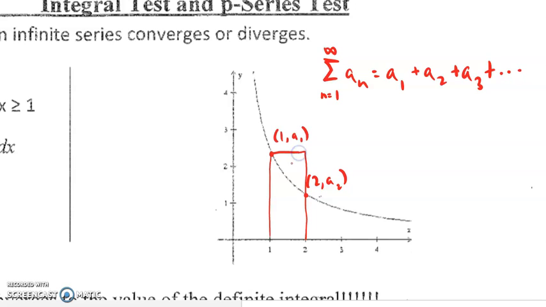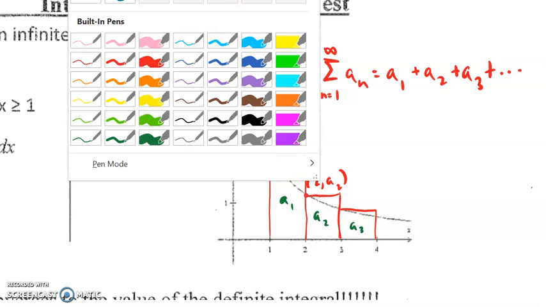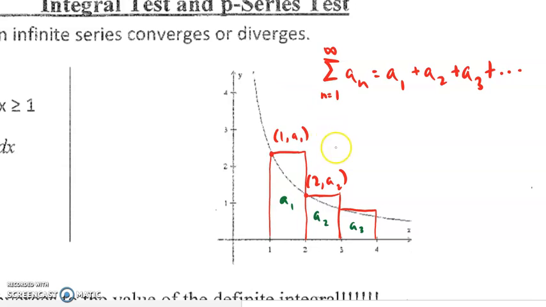So the area of this rectangle represents the first term in our series, and the area of this rectangle represents the second term in our series, and then the area of this rectangle represents our third term. So the area is a sub 1, the area of this is a sub 2, the area of this is a sub 3, etc. All right?